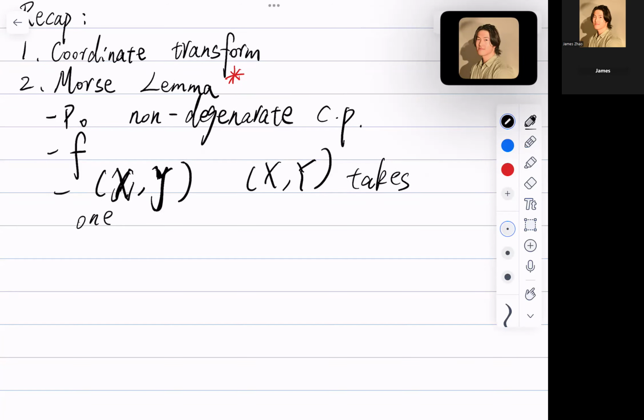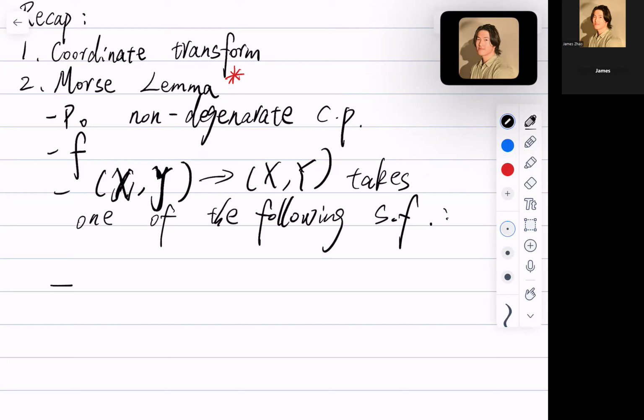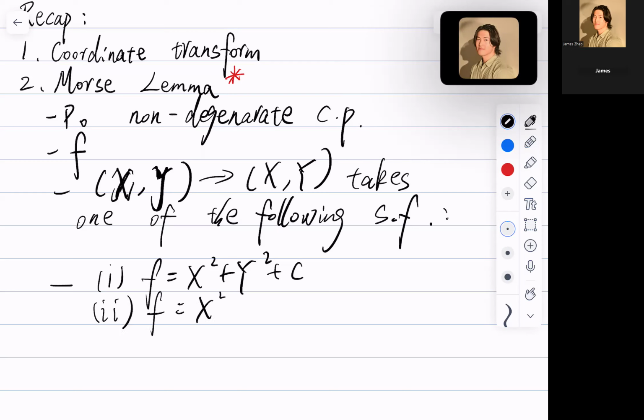So we have three standard forms. The first one, f equals big X squared plus big Y squared plus C. The second one is f equals big X squared minus big Y squared plus C. And the third one, not surprisingly, is f equals negative big X squared minus big Y squared plus C.